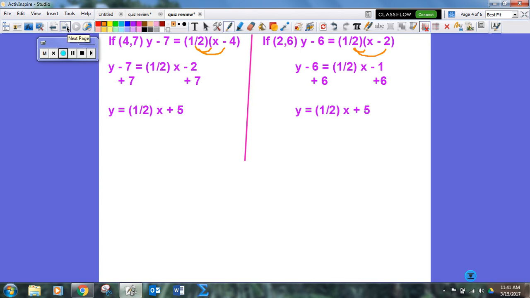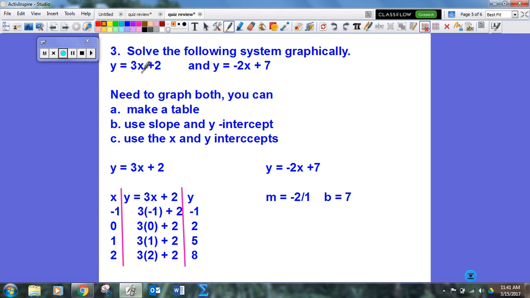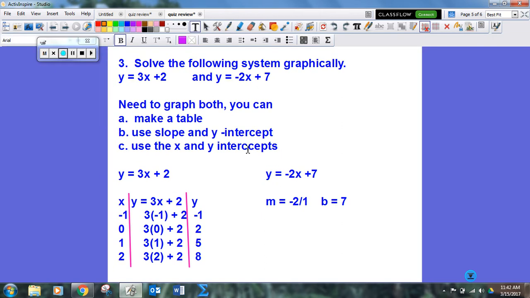Last but not least, most important is the third, where I'm asked to solve the system graphically. I need to graph both. You can make a table, use slope and y-intercept, or use the x and y-intercepts. So, if I'm making a table, I get to choose my x values. I substitute to get my y values, and there's my table. I then use, if I'm using slope and y-intercept, my slope is -2 over 1, my y-intercept 7. The graph is on the next page.